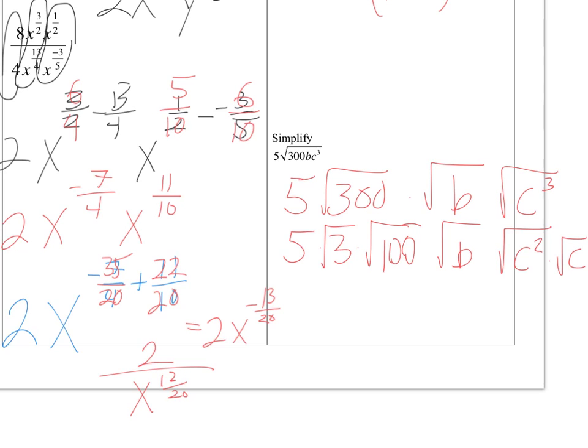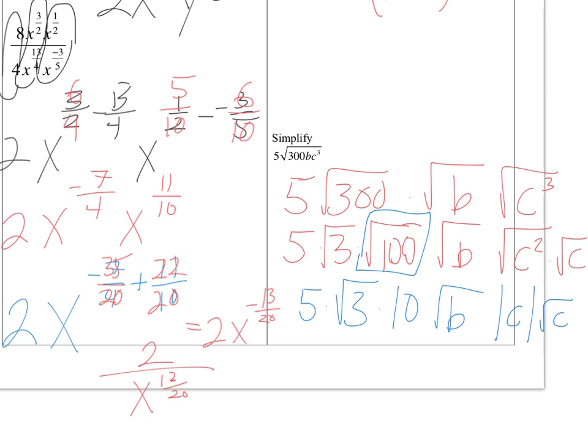Now let's break these guys apart. We've got 10 here, so 5 times the square root of 3 times 10. Square root of b gets to kind of chill because we don't have anything to do. Square root of c squared technically is the absolute value of c. I'm going to write that, but if you were to just write c, that would be okay too. And the square root of c is going to hang out by itself.